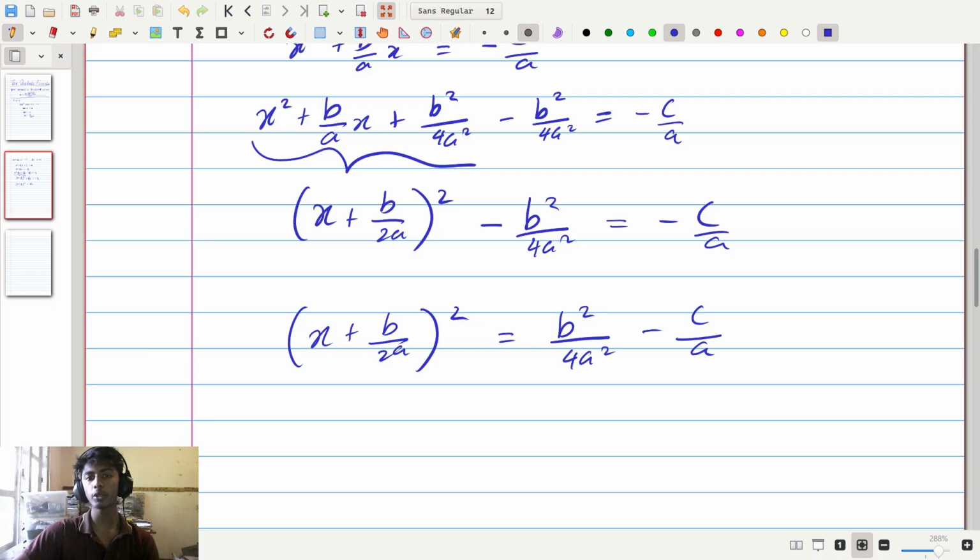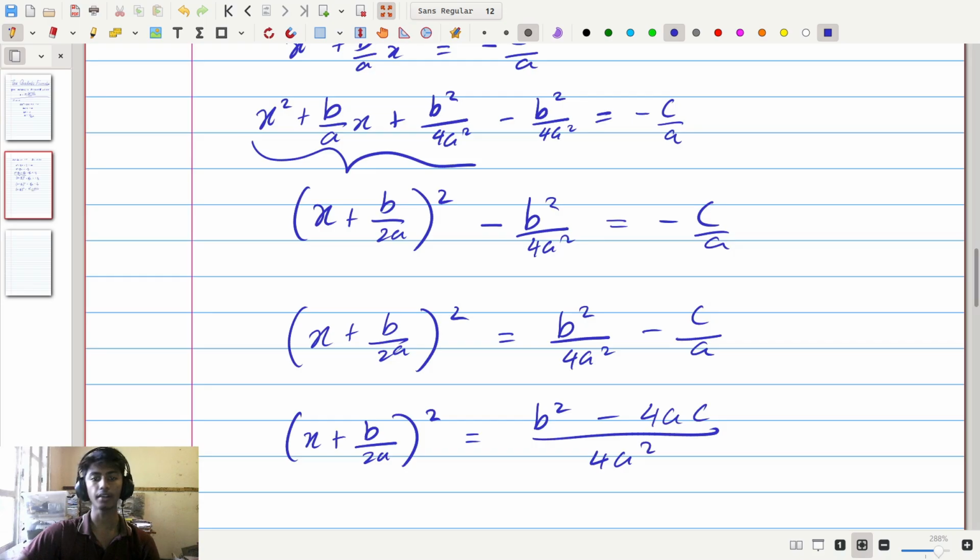Our next step is going to be taking these two terms under a common base. The best common base to use would be 4a squared, since here we can see that this base of a could be turned into a base of 4a squared if we simply multiply the top and the bottom by 4a. Doing so, on the left hand side we have (x plus b divided by 2a) whole thing squared being equal to b squared minus c times 4a, which is 4ac, divided by the common base, which is going to be 4a squared.